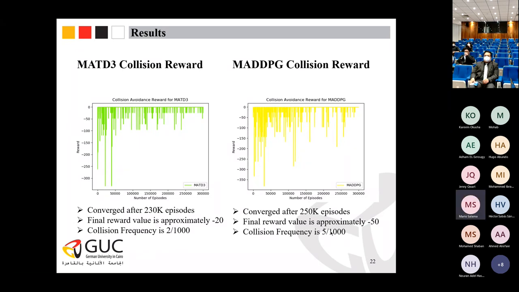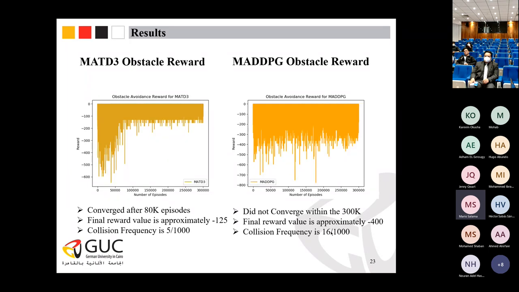While MADDPG, on the other hand, converged after 250,000 episodes on a final reward of negative 50, which translates to approximately 5 collisions every 1,000 episodes. That shows that it converged on a suboptimal solution and has a slow convergence rate.